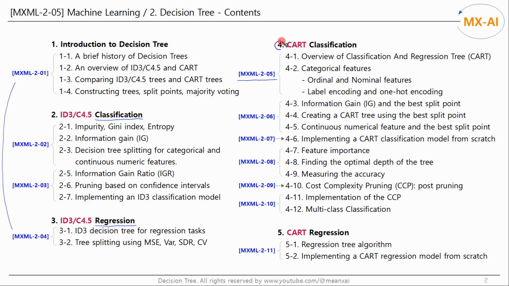In Chapter 4, we will examine the CART algorithm for classification in detail through 6 videos. And in Chapter 5, we will briefly look at the CART algorithm for regression. In this video, we will look at an overview of the CART algorithm and how to handle ordinal and nominal categorical features.